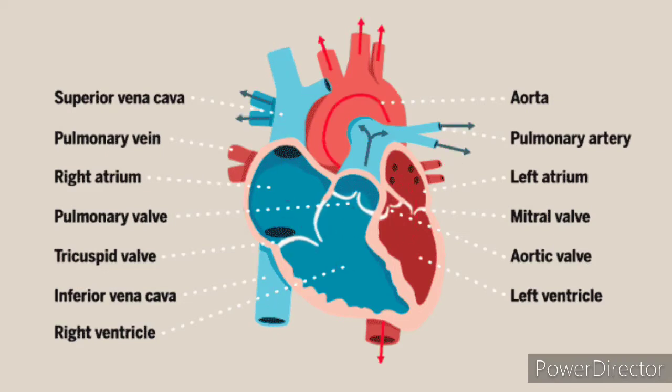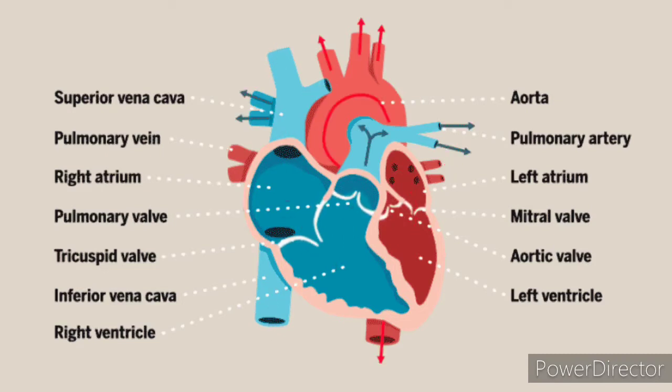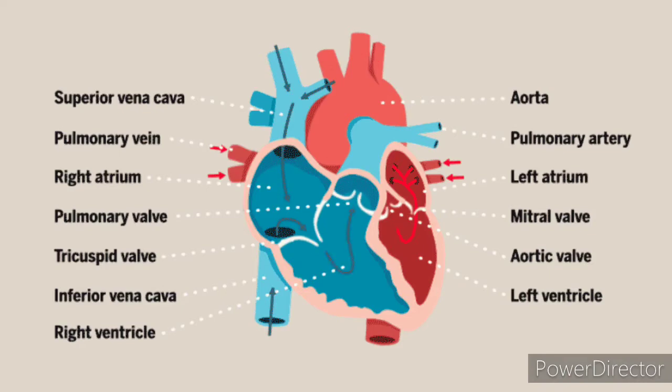The right atrium receives non-oxygenated blood from the body's largest veins, the superior vena cava and inferior vena cava, and pumps it through the tricuspid valve to the right ventricle. The right ventricle pumps the blood through the pulmonary valve to the lungs, where it becomes oxygenated. The left atrium receives oxygenated blood from the lungs and pumps it through the mitral valve to the left ventricle. The left ventricle pumps oxygen-rich blood through the aortic valve to the aorta and the rest of the body.